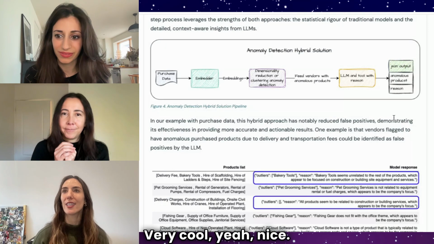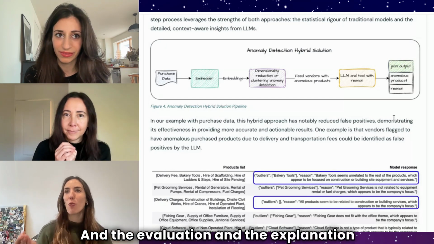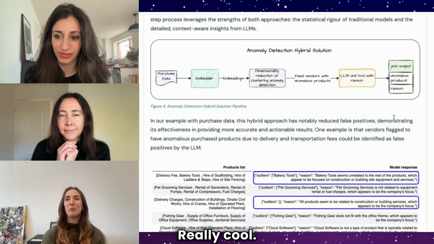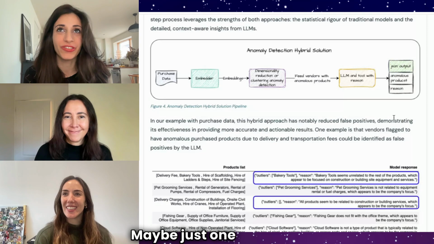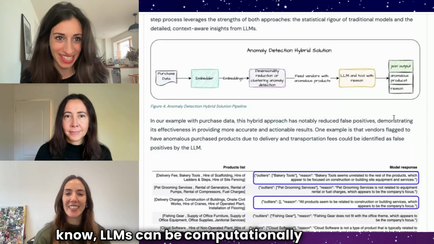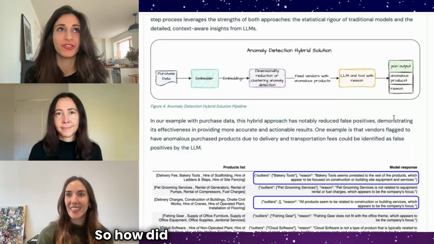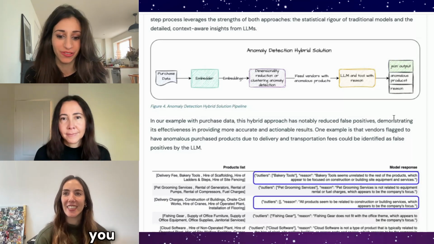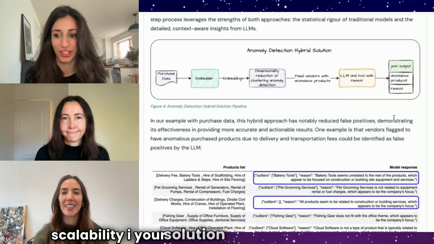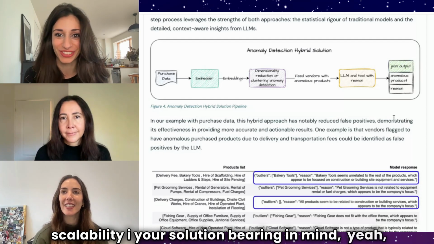Very cool. Yeah, nice. And the evaluation and the explanation why the LLM flagged this or agreed that this is an anomaly. Really cool. Amazing. Maybe just one question. LLMs can be computationally expensive. So how did you manage to balance accuracy, interpretability, and scalability in your solution, bearing in mind the cost?